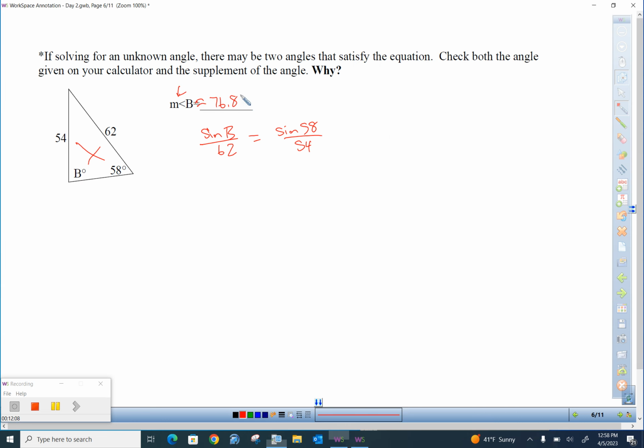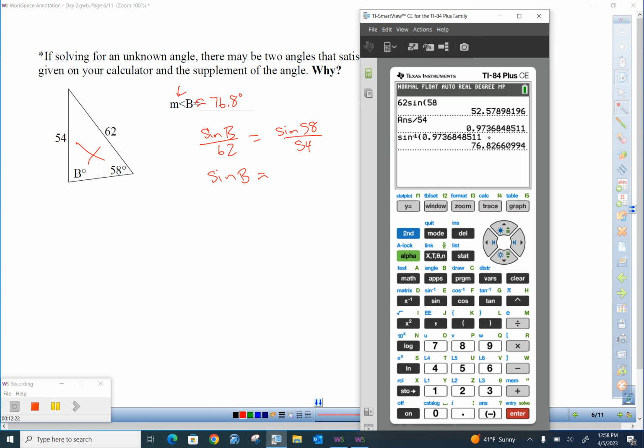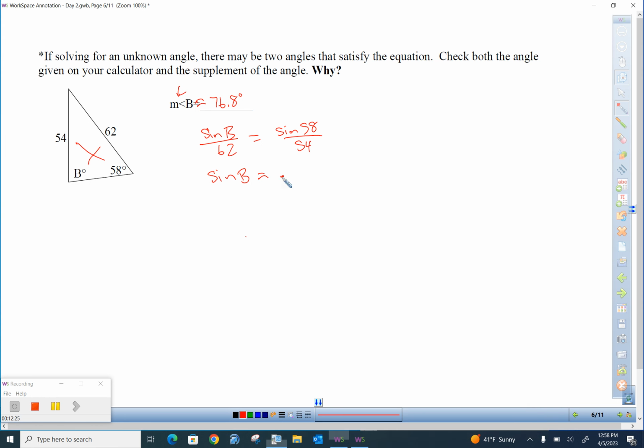But the instructions here told you that if you're solving for an unknown angle, there may be two angles that satisfy the equation. The equation I'm talking about is this one. The sine of B that we got was this 0.97 value up here. If we think about the unit circle, 0.97, a positive one, for sine could happen about here or about here in two different places.